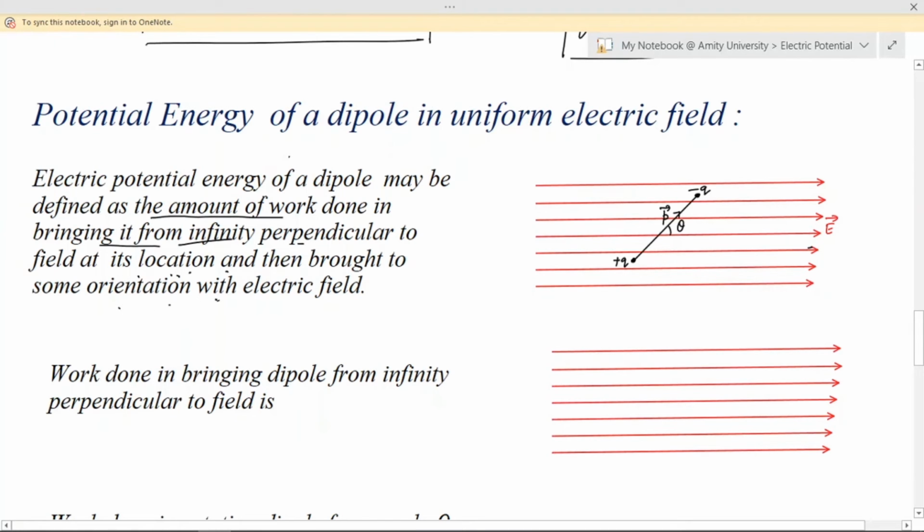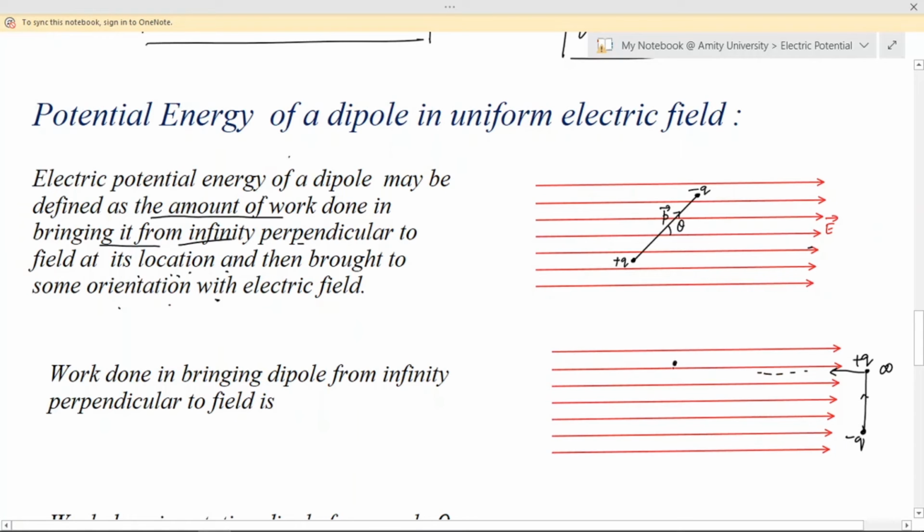What does it mean? That we are going to find out, we are going to calculate this work done in 2 steps. In the first step, what do we consider? That initially we consider that the dipole is being brought from infinity. Initially the dipole is at infinity and it is being moved into this electric field till the required position.